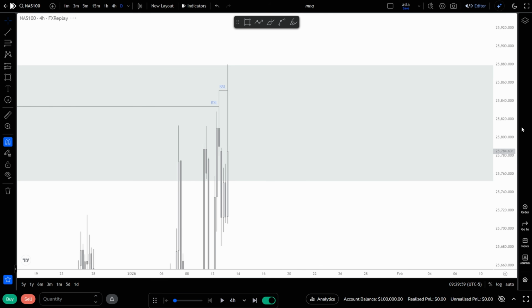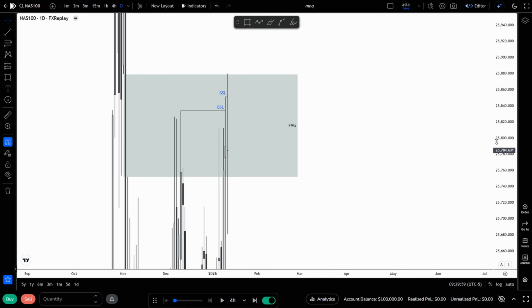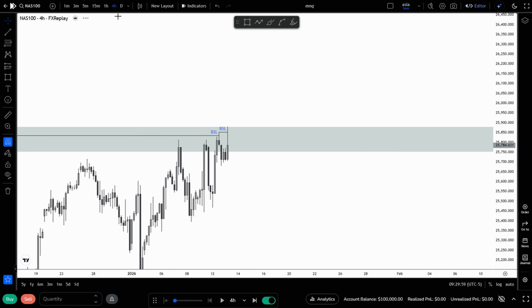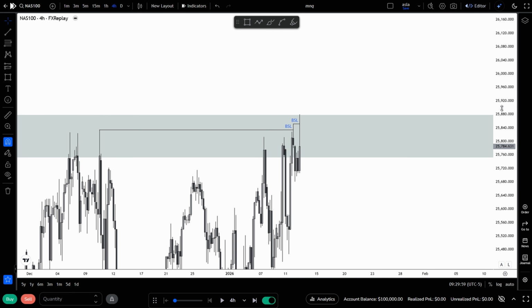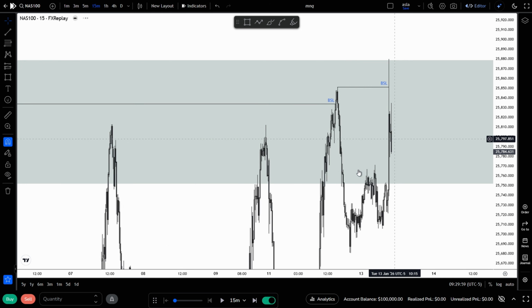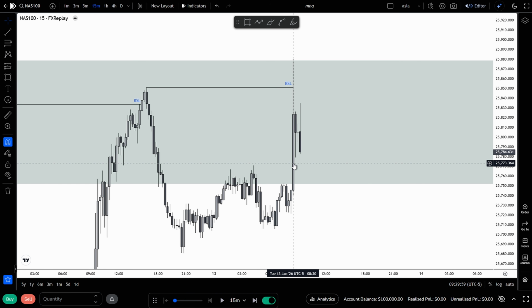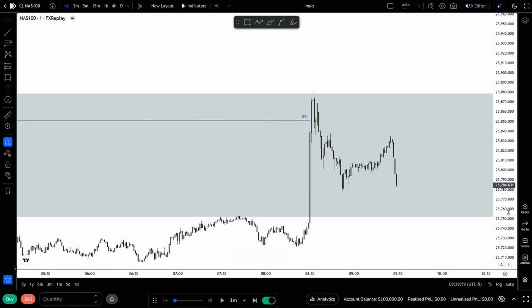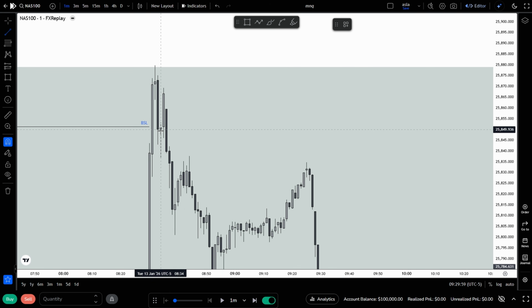On the daily time frame, we have price inside a bearish fair value gap. On the 4-hour time frame, we already had a buy-side liquidity sweep. And now on the 15-minute structure, we also see liquidity being taken. All of this is aligning with our bearish bias. Now the next thing I need is confirmation on the 1-minute time frame.